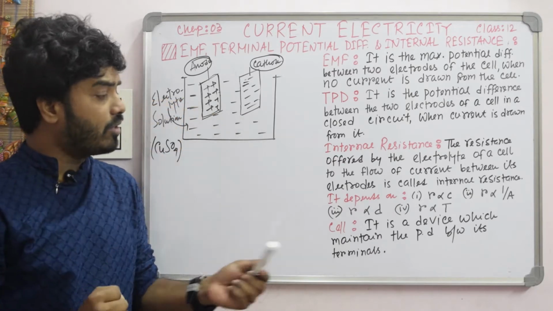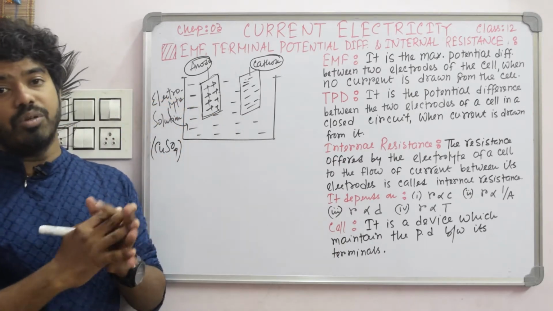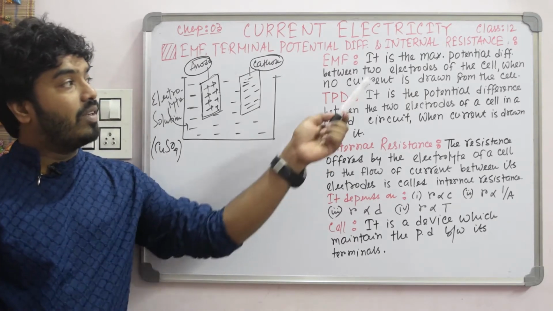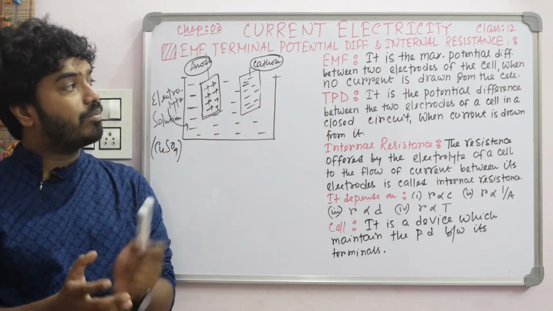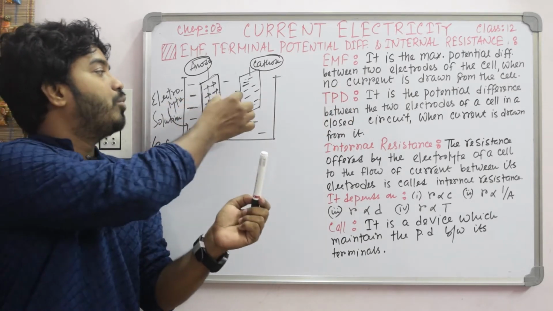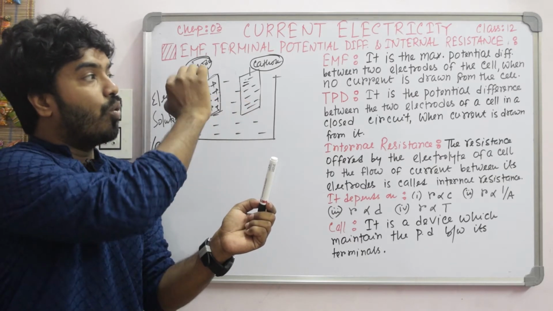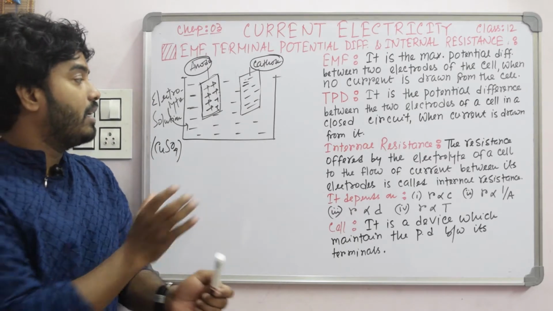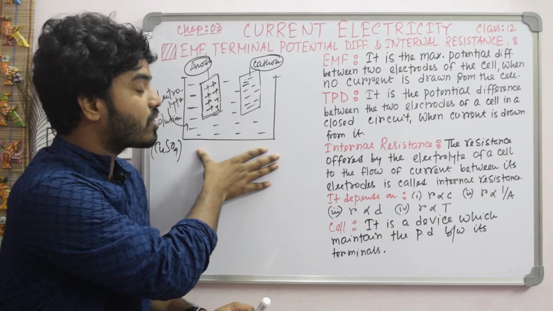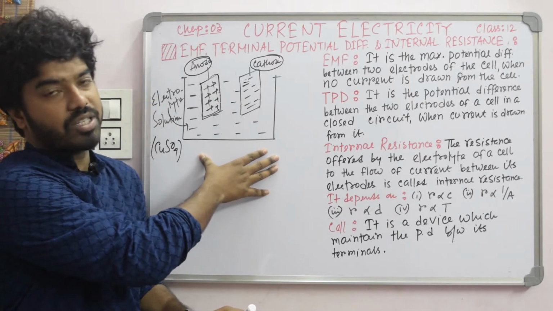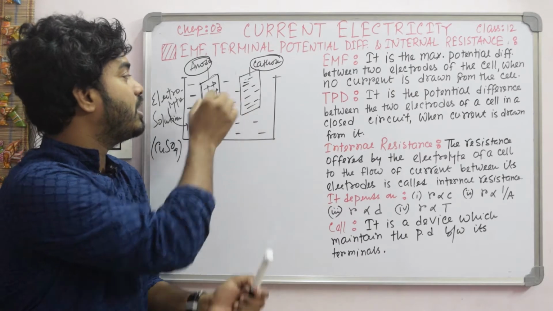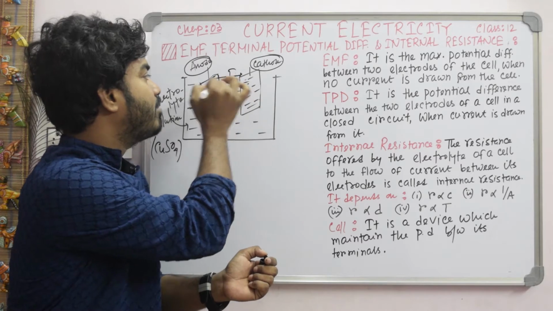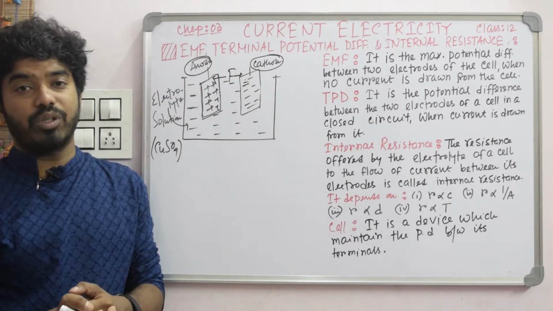Okay. Now this is the definition. Now you have to know what electromotive force, what EMF is. You just see the definition. It is the maximum potential difference between two electrodes when no current is drawn from the cell. When this cell is not connected with an external circuit, not connected with an external resistance, the potential difference between the two electrodes is named as EMF, that is electromotive force.